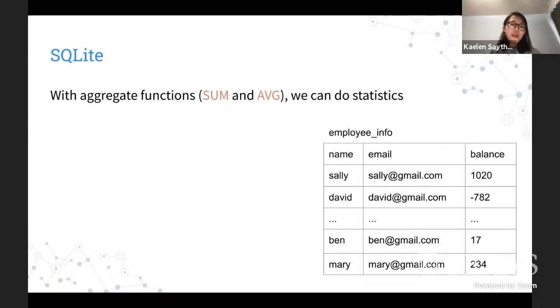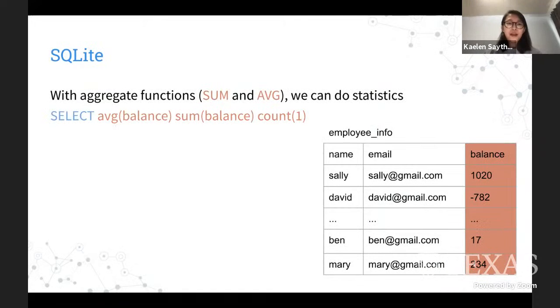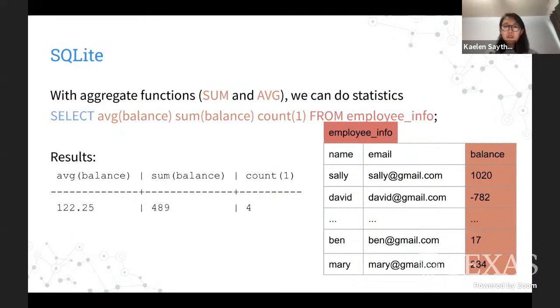We can also use aggregate functions such as sum and average, and we can do statistics with these kinds of functions. So if we select average balance and sum balance, and we add a count, which just prints out the number of rows you want. Count 1 would just be 1 row printed. If we did count 5, then it'd print all 5 different rows. If we do it from employee info, then it would print out the average balance for all these rows, and then the sum of the rows, and then the count, which is 4 because there are 4 different entries in the table.